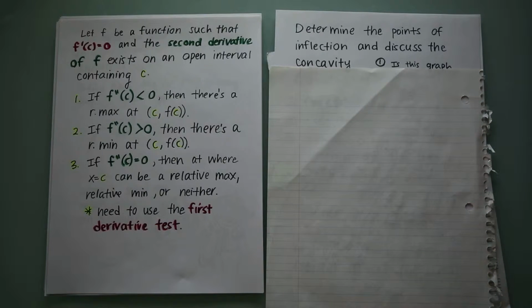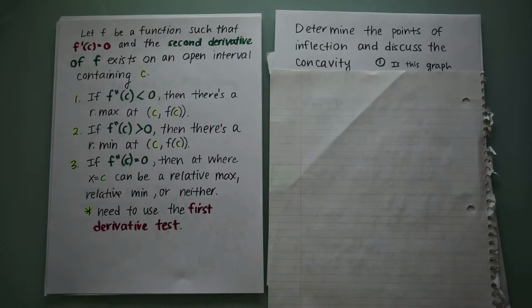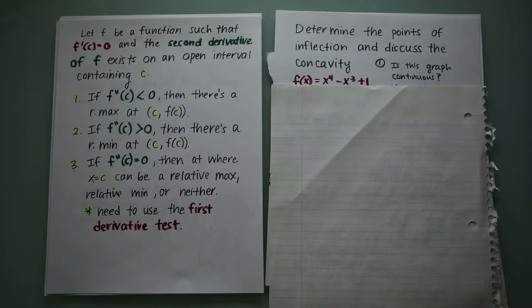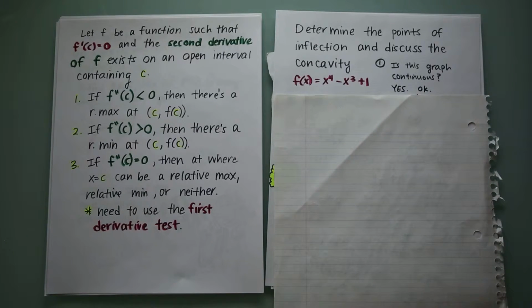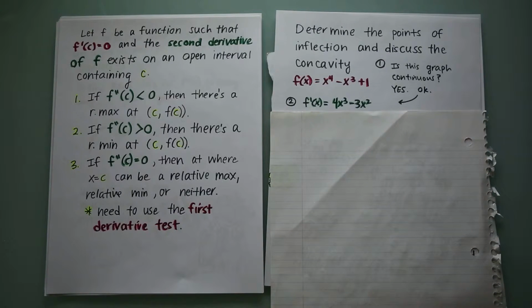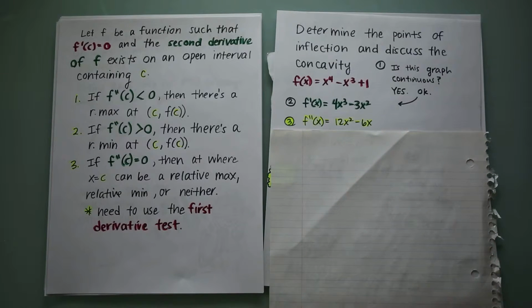1. Determine the points of inflection and discuss the concavity. Before we dive into this problem, we need to ask ourselves, is the graph of this function continuous? We can plug this equation into a graphing calculator or just check ourselves and find that yes, it is. Next we find the derivative of this function, which is 4x cubed minus 3x squared, as well as the second derivative, 12x squared minus 6x.